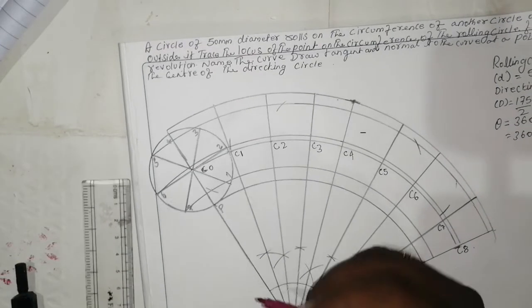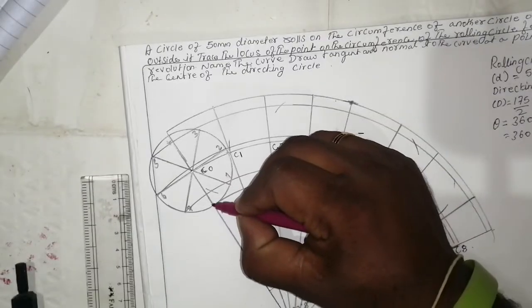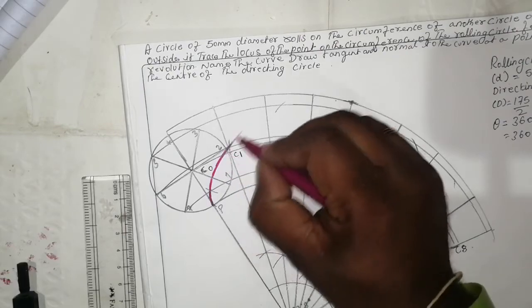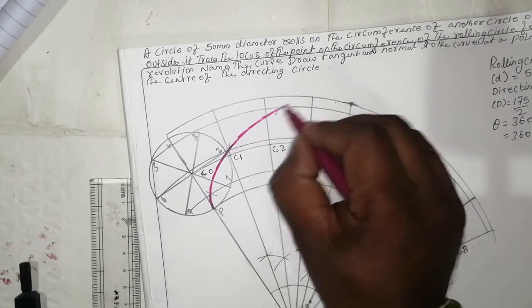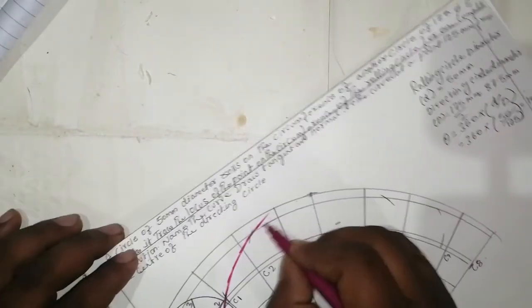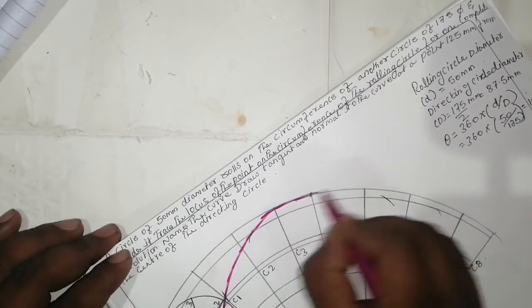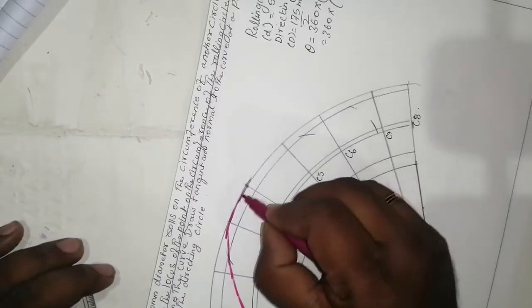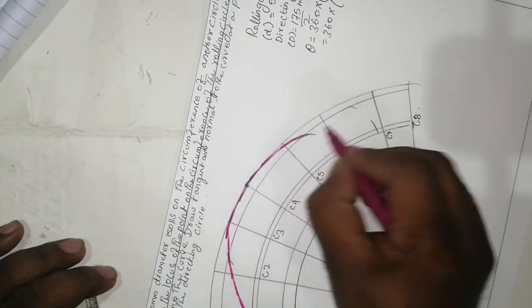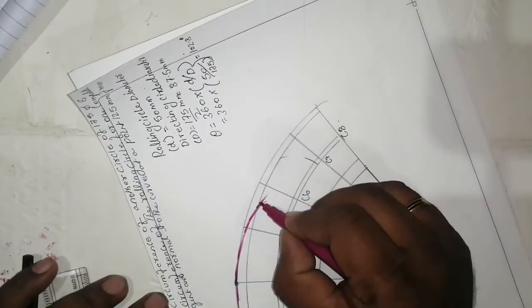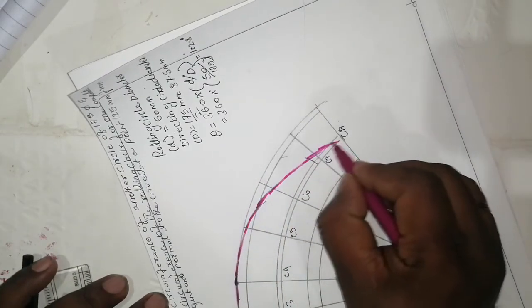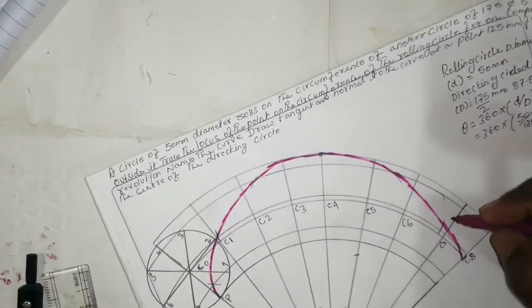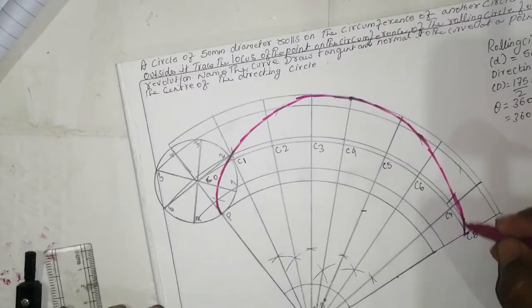Taking purple, I'll show you, see, this is the epicycloid, what I am joining, it is called an epicycloid. So the drawing will come like this. This is called an epicycloid.